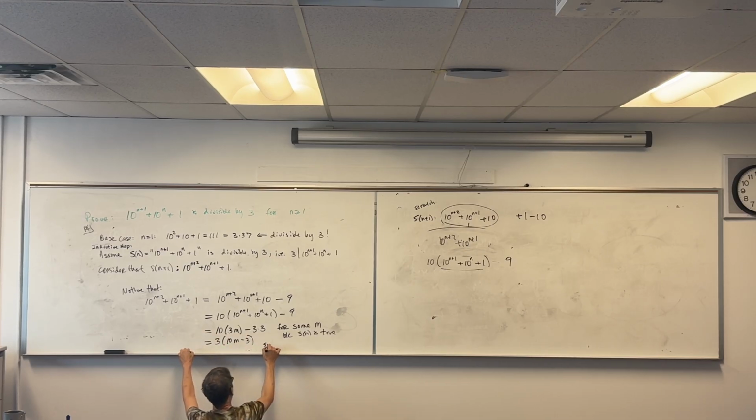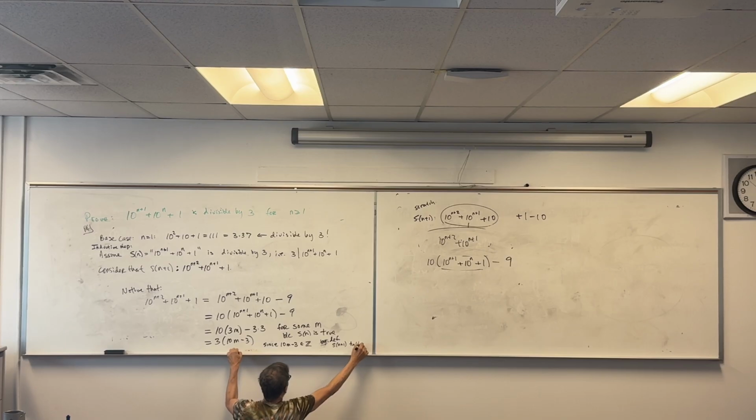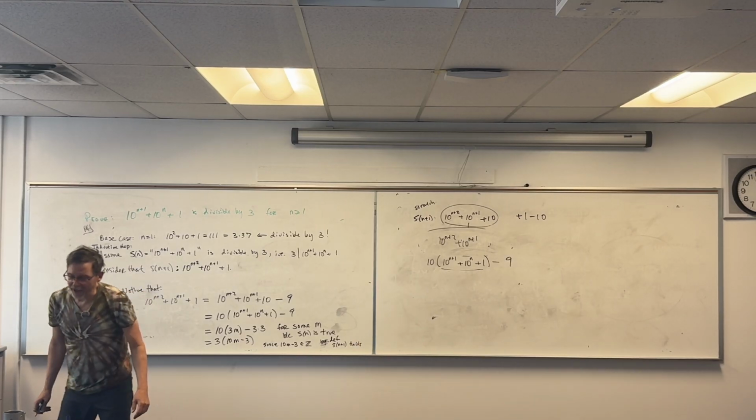And this is literally, since I'll be super precise since you called upon it. You summoned the Lord of Precision. Since 10m minus 3 is an integer, because the integers are closed under all sorts of operations, then by definition of divisibility, S sub n plus 1 holds. Does that sound better? Thank you.